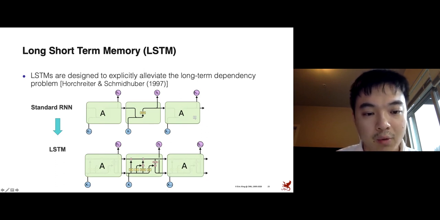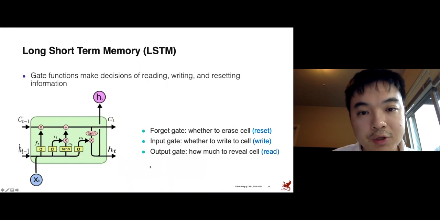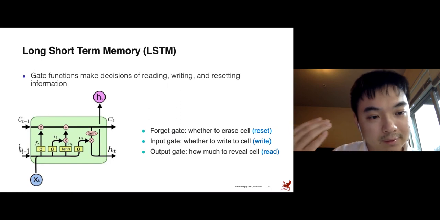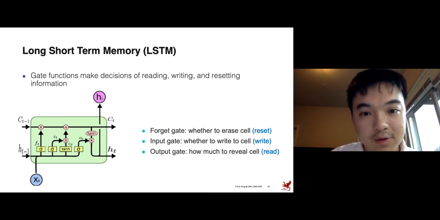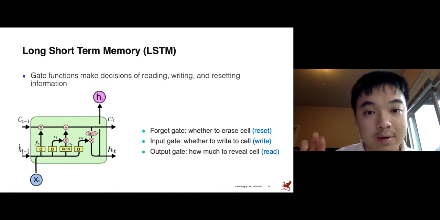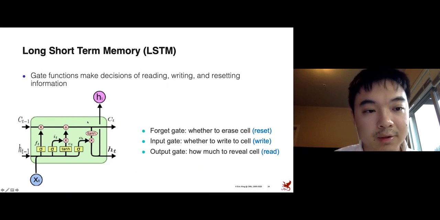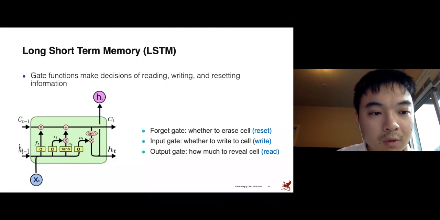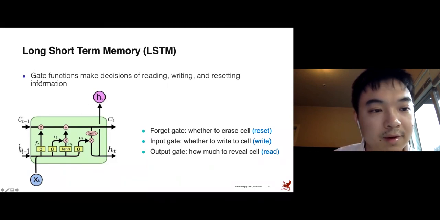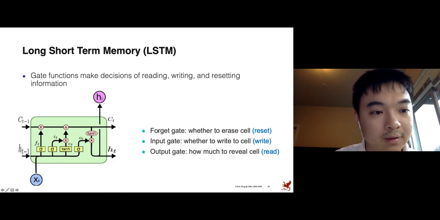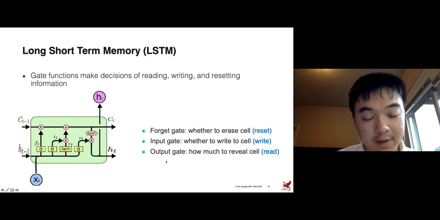In each cell, we have multiple steps of computation. So here's more details of this computation. You don't really have to remember all these details of this computation. I'm just going to give you a general intuition of the design of this particular model. So this LSTM designs a couple of gate functions to make decisions of reading, writing, and resetting information. So it includes a couple of gate functions, like forget gates, input gates, and output gates.